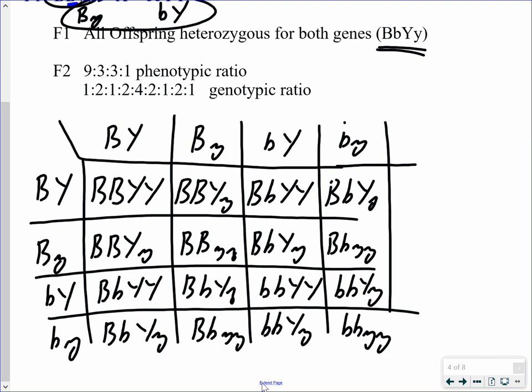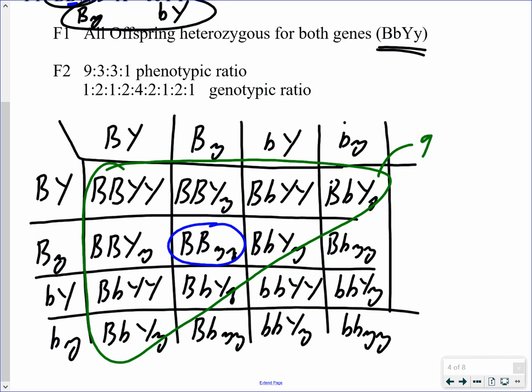Okay, so now I'll use the green to circle all of these ones here, except for this one right in the middle. Okay, so all of those that I did circle in green, you'll notice that, well, there are 9 of them. And out of these 9, they all have at least one capital B. It doesn't matter what the second letter is. At least one capital Y. It doesn't matter what the second letter is. And all of them are going to be green in color.